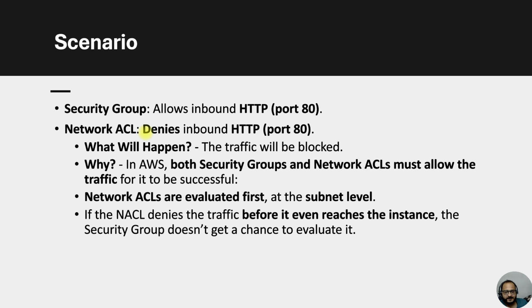Now what will happen? The traffic will be blocked, because in AWS both the security group and the network access control list must allow the traffic for it to be successful. The network access control list is evaluated first at the subnet level, then it will go to the security group level. If we have denied it in the NACL at the subnet level, then the traffic will be blocked. Even if you allow it at the security group level, it will not work, because the first evaluation happens at the access control list level, then it goes to the security group level.